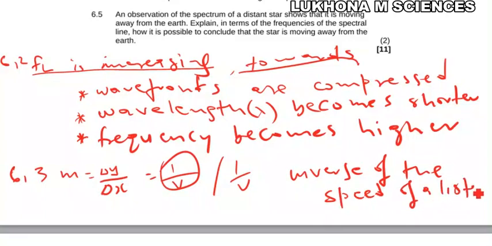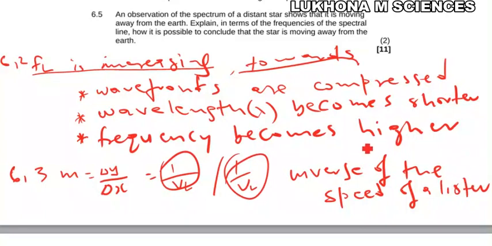Right, so this is what we're looking for. On the y-axis there is a ratio. The ratio is any number, so we can just say 1. Then on the x-axis we have VL, so I'll just put VL. So this is the answer: the inverse of the speed of the listener.